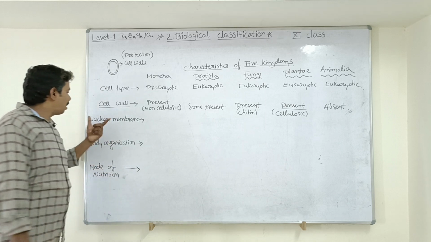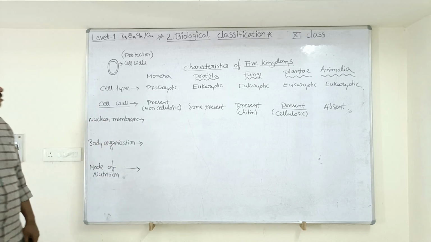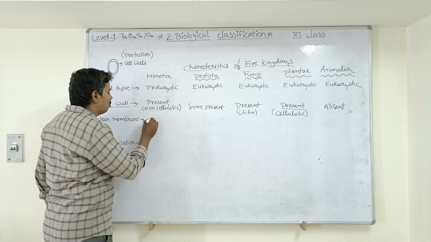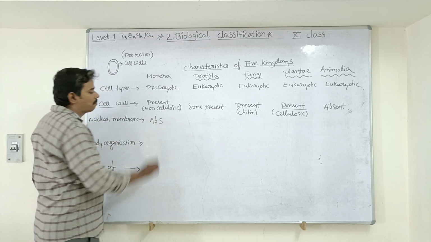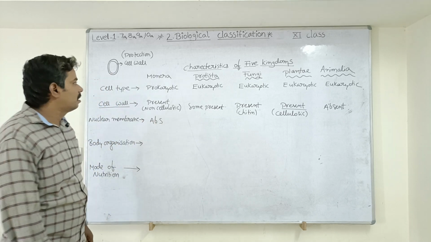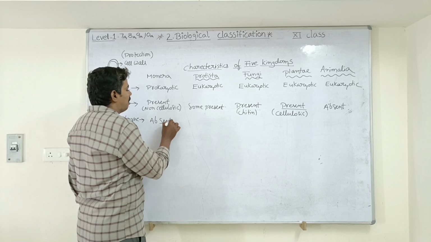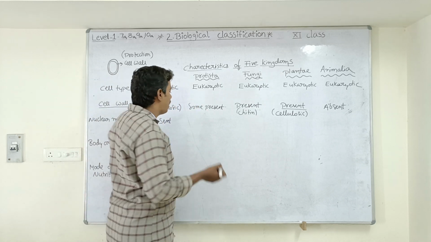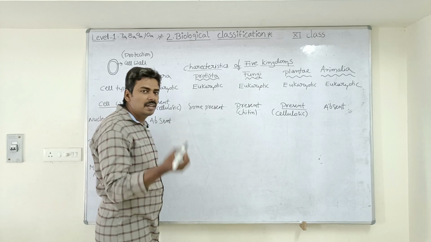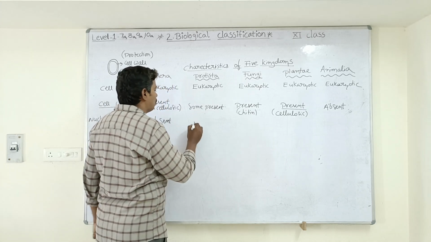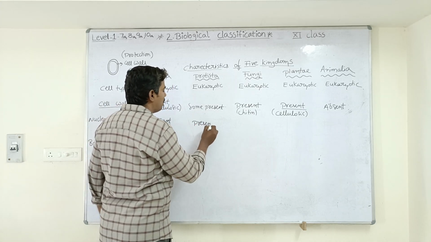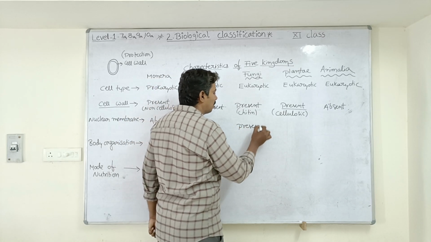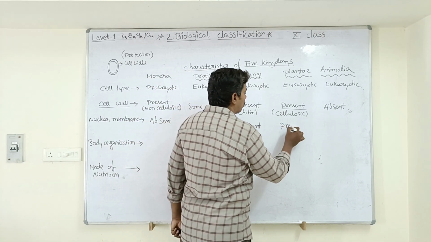Next, coming to the nuclear membrane. First of all, in prokaryotic cells there is no nucleus, so the nuclear membrane will be absent. Next, coming to Protista. Yes, protists are unicellular eukaryotes, so a nucleus is there, which means the nuclear membrane will also be present. So the nuclear membrane is present. Here also the nuclear membrane is present. Here also present.